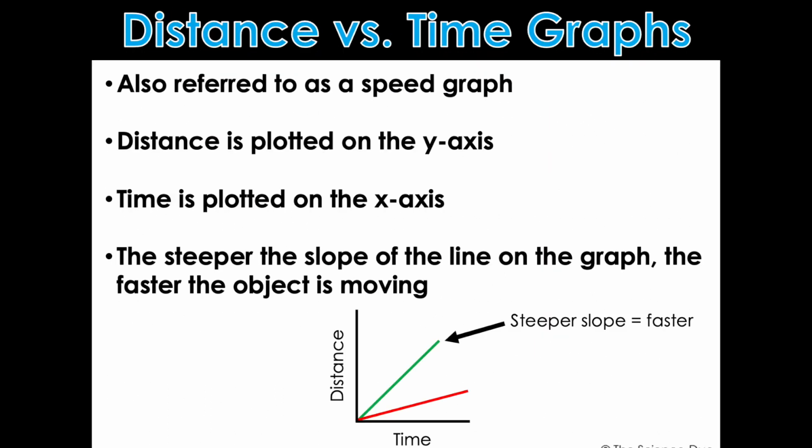On distance time graphs, the distance is plotted on the y-axis. Time is plotted on the x-axis. The steeper the slope of the line on the graph, the faster the object is moving.